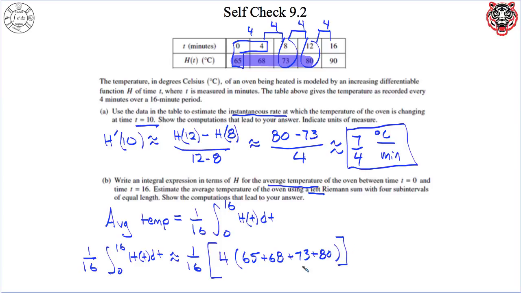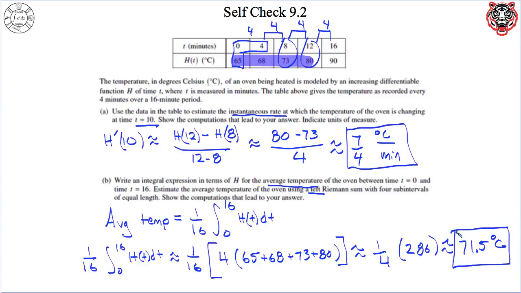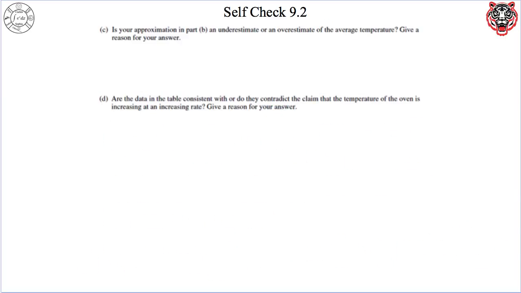All right, and notice that 4 over 16 reduces to 1/4, so this is going to turn into 1/4, and add all of these up, that should be 286. So 286, and then 286 divided by 4 is exactly 71.5. And our units: this is the average of the temperature, so the units are degrees Celsius. Perfect. Okay, on to part C.